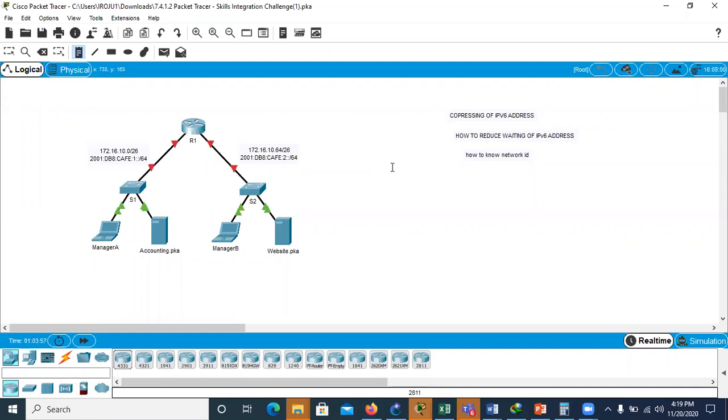Today I'll be talking on how to compress IPv6 addresses and how to expand IPv6 addresses, how to reduce wasting of IPv6 addresses, and how you can know your IPv6 address in the range of your network ID. I will also be explaining how to configure both IPv6 and IPv4 addresses on your interface, and the advantages and disadvantages of using the two addresses on your interface over your network.